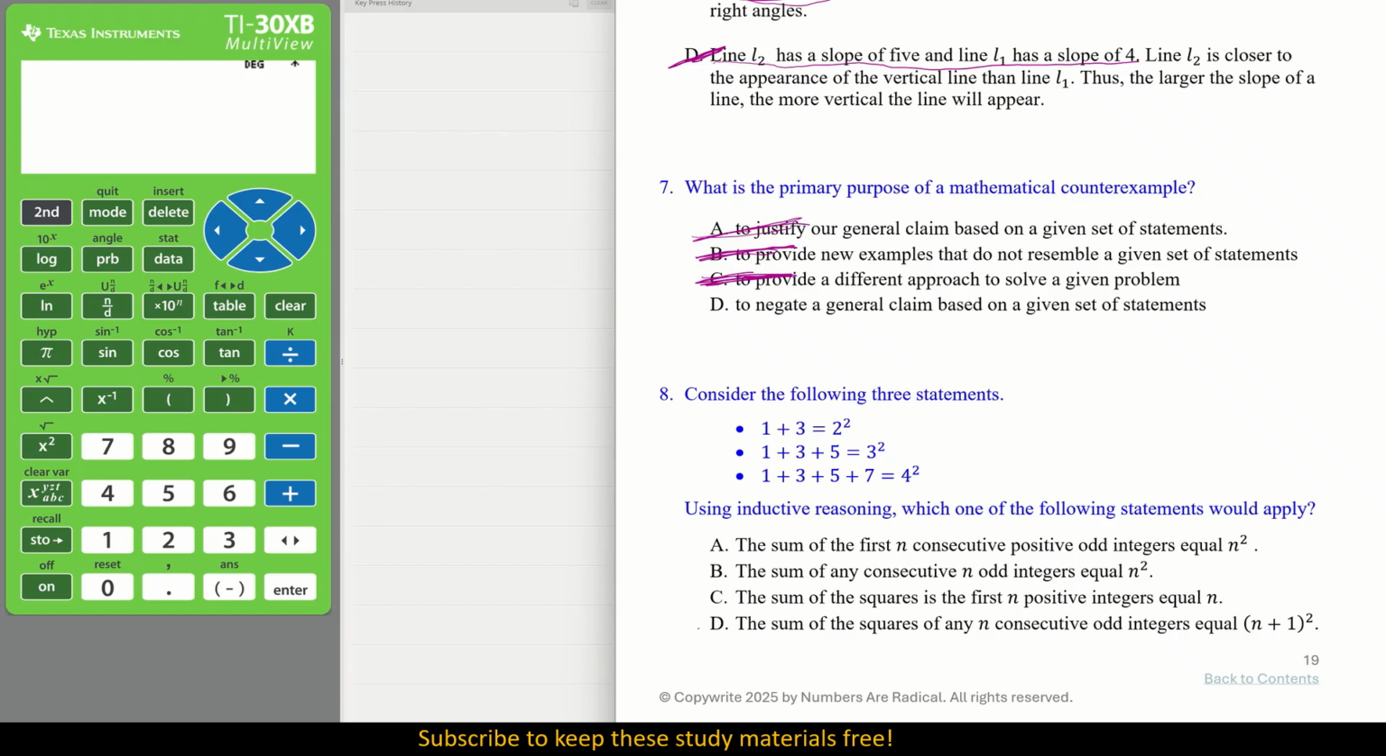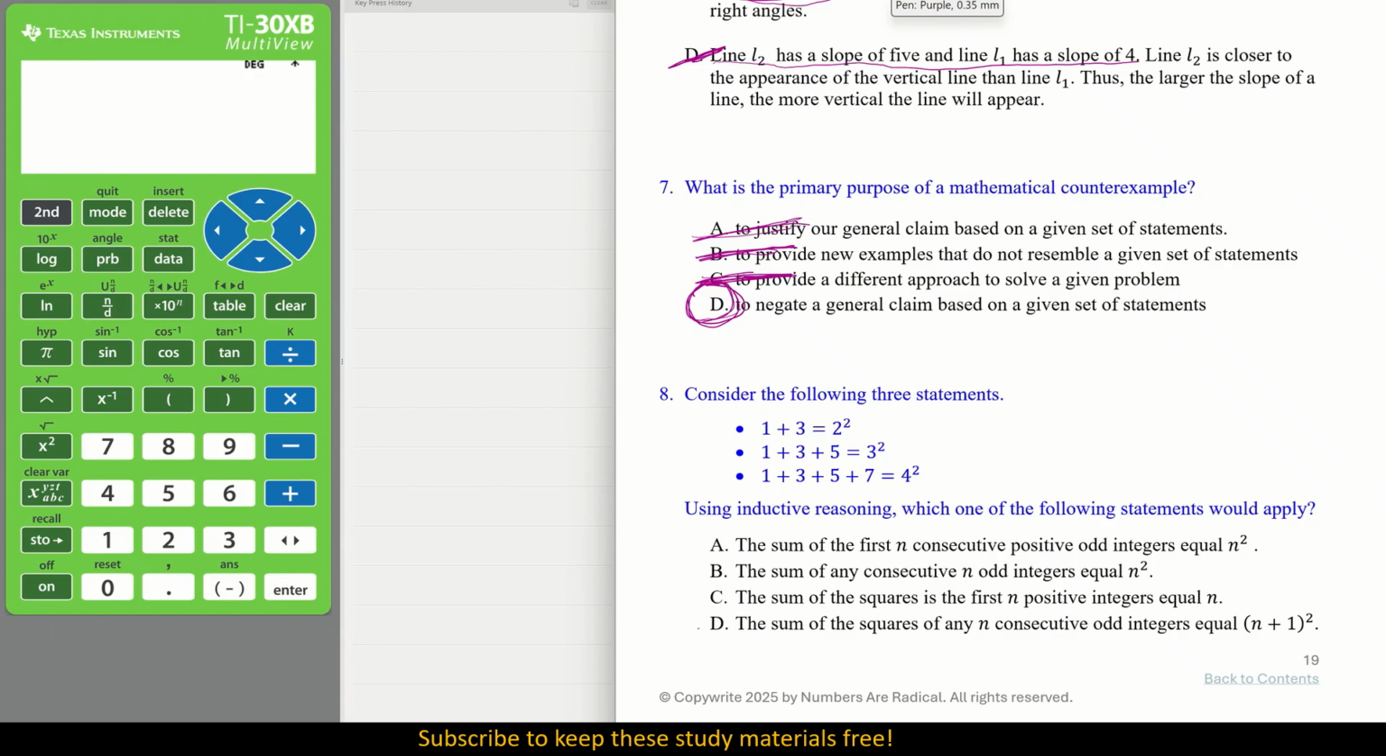To negate a general statement based on a given set of statements. Yeah, you could say it's a negation. I'm not quite fond of the word negate. Contradict would be better, but I could see it doing that. So that makes sense. Yeah, D makes sense to me. Out of all 4 options, D is the best selection. All right, let's look at number 8.